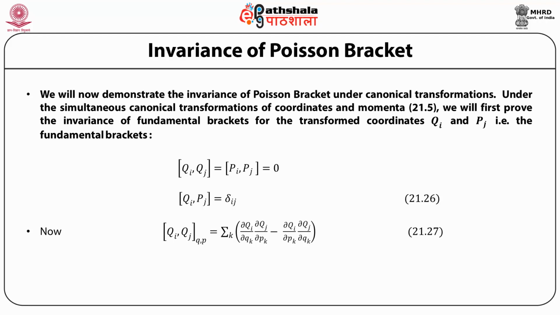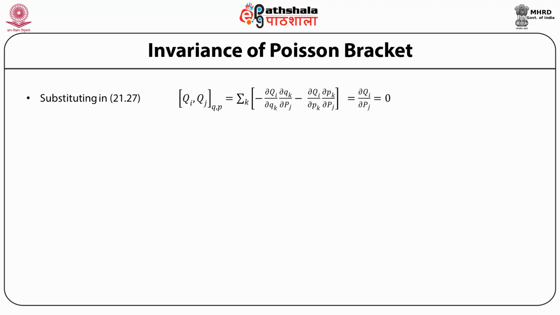Now, from the definition of the Poisson bracket [Q_i, Q_j], we can write it equal to sigma over k of the partial derivative of Q_i with respect to q_k and so on, as given in equation 21.27. And from the relations which we obtained earlier, we have the partial derivative of the new coordinate with respect to the old momenta equal to minus the partial derivative of the old coordinates with respect to the new momenta, and likewise for the partial derivatives of the new coordinates and old momenta. So when we substitute this in the expression for the Poisson bracket between Q_i and Q_j, the Poisson bracket turns out to be 0, and in a similar way the Poisson bracket between P_i and P_j is also equal to 0.